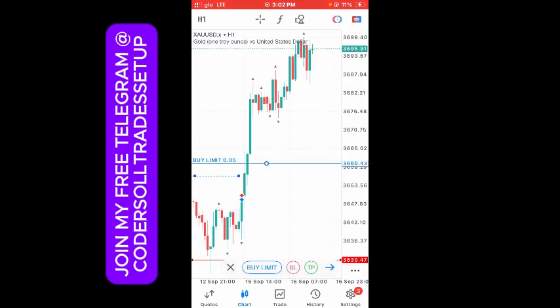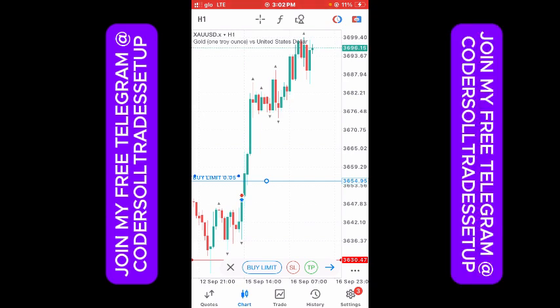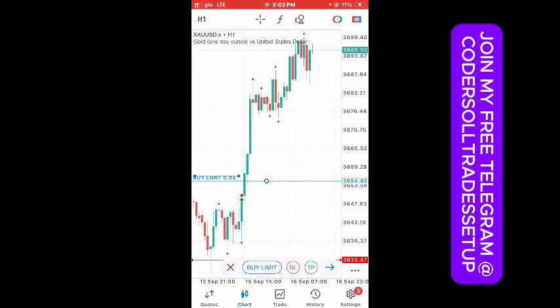So let's say you bought gold before you made this move. You bought it at this point right here, 3654, right? Now if you want to know how much you would have made if you bought gold from this place up to where it is right now, you just press your TP and then you have your TP. So your TP is around 406 pips.